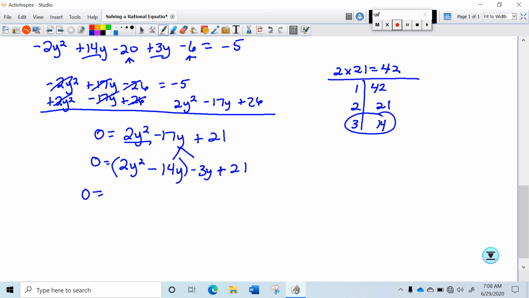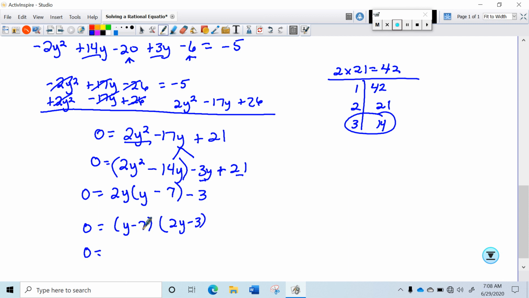Put parentheses around the first two, and I can factor out a 2y. I have a 2 and 2 y's. I took a 2 and a y out, so that's a y left. Minus 14 divided by 2 is 7. Took the y out. Bring down the negative 3 and 21, I can divide those by 3. So I've got 0 equals y minus 7 and 2y minus 3.